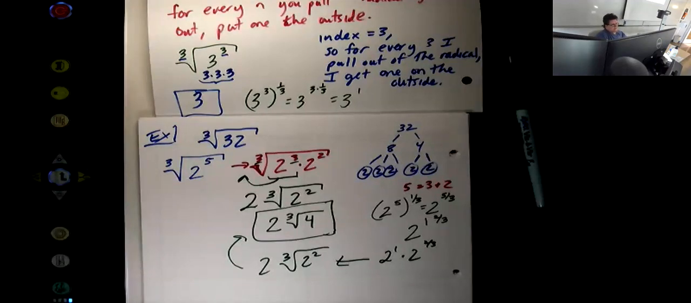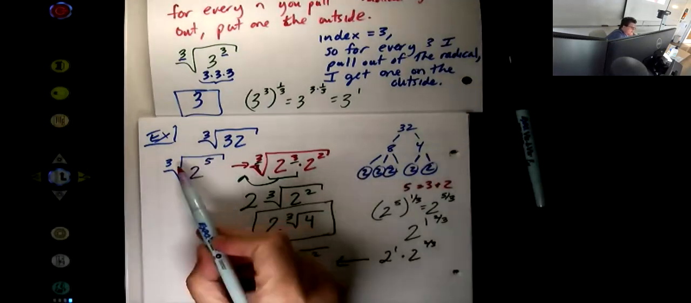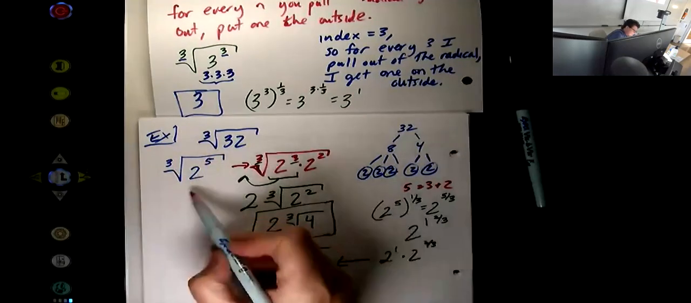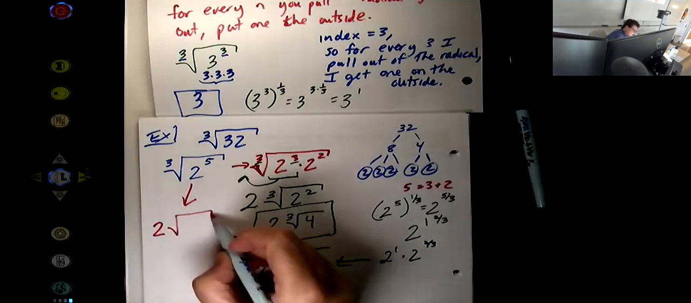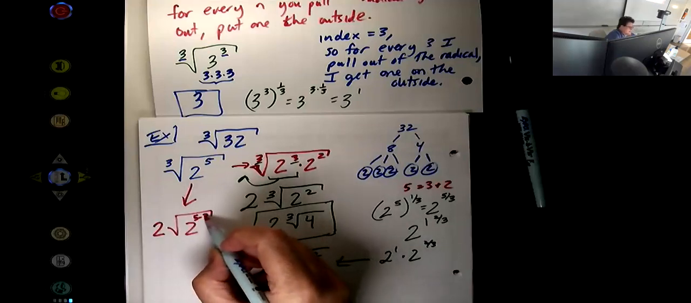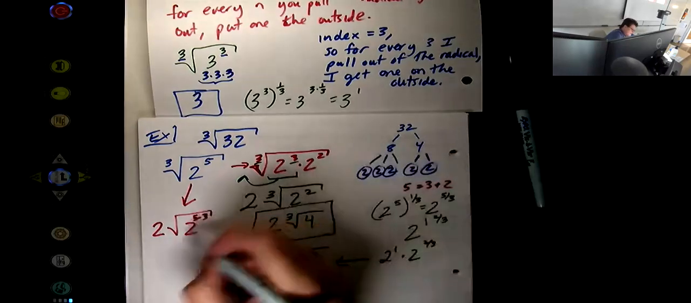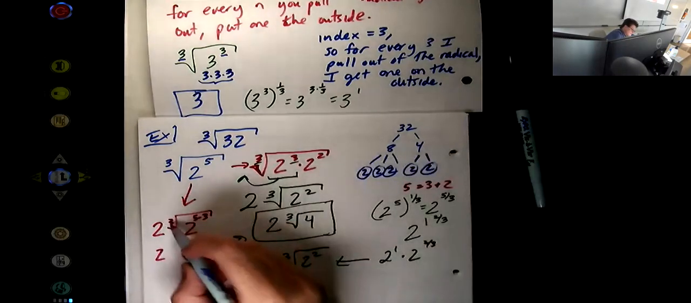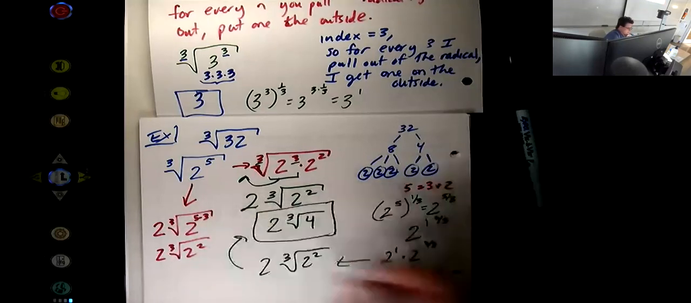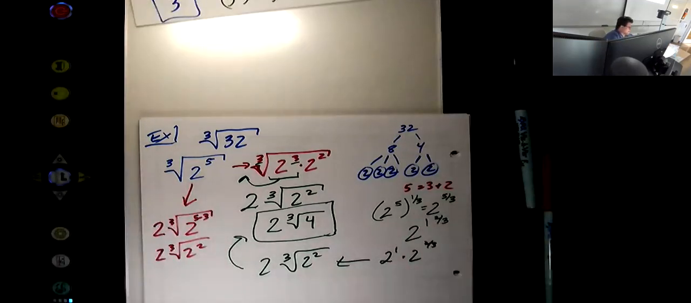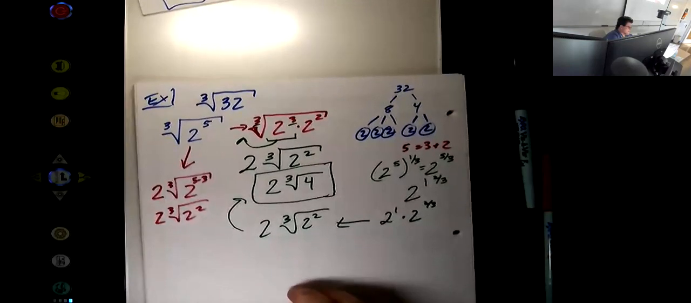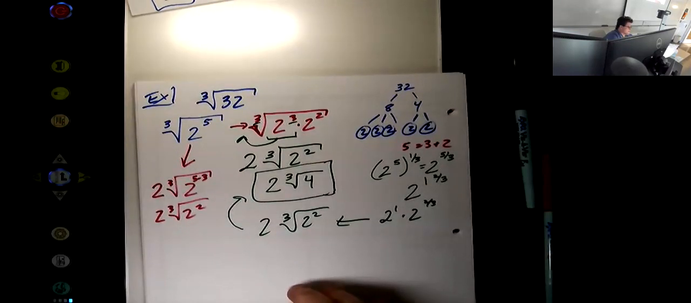I think that's a lot of writing. If you're comfortable just recognizing that 5 is greater than 3 and subtracting 3 from the 5 can allow me to pull one of them out. And I just do 5 minus 3, or 5 minus the index. 2 cube root of 2 squared. Any questions?